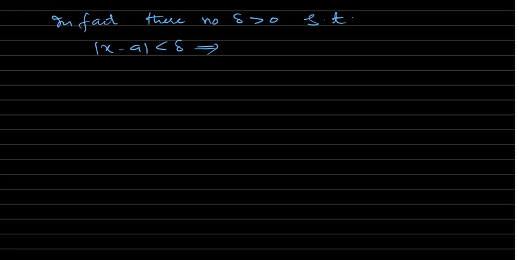So in fact there is no delta positive such that this holds: mod of x minus a less than delta implies mod of f of x minus f of a less than, say, less than 2. Let's write 2 here, okay. यही 2 के लिए हम कर देंगे, less than 2 for all a in R1.